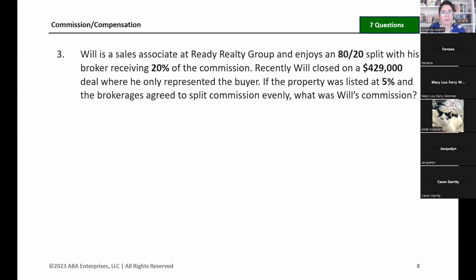Number 3. Will is a sales associate at Ready Realty Group and enjoys an 80-20 split with his broker, receiving 20% of the commission. Recently, Will closed on a $429,000 deal where he only represented the buyer. If the property was listed at 5% and the brokerages agreed to split the commission evenly, what was Will's commission? All right, so how much is Will going to take home?